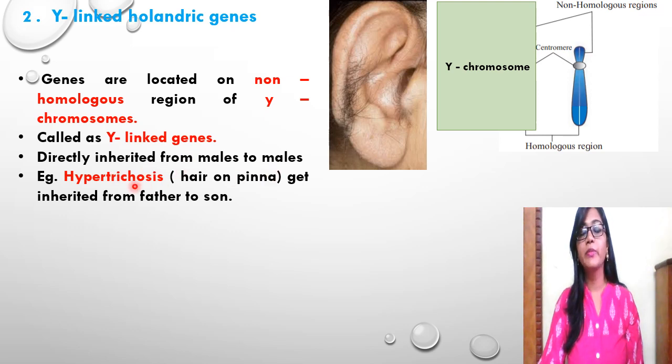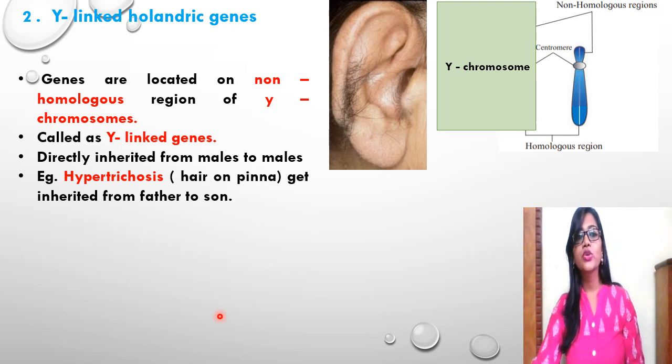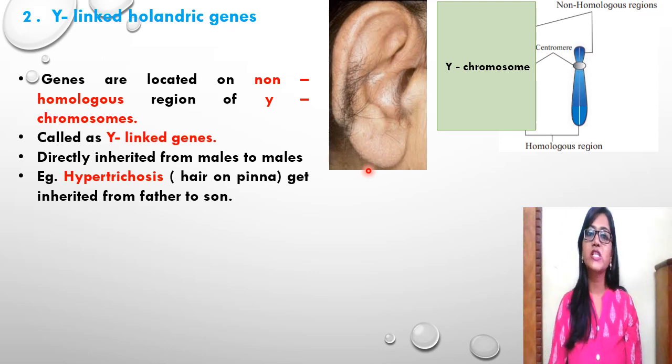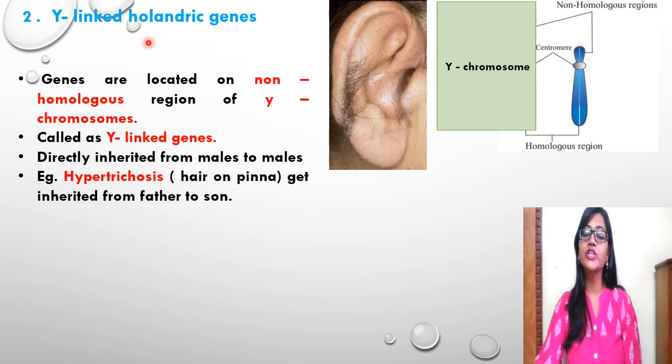They are directly inherited from males to males. In the case of females, the Y is absent; the females carry both X and X chromosomes, right? So in males, they will be inherited from males to males, like hypertrichosis on the pinna. Now you can observe the diagram. This is the pinna where there is formation of hair, so it gets inherited from father to son. That type of expression is because of the Y-linked genes, which are also known as holandric genes, and these genes are present only on the non-homologous part of the Y chromosome. Such conditions are found when you are talking about Y-linked genes.